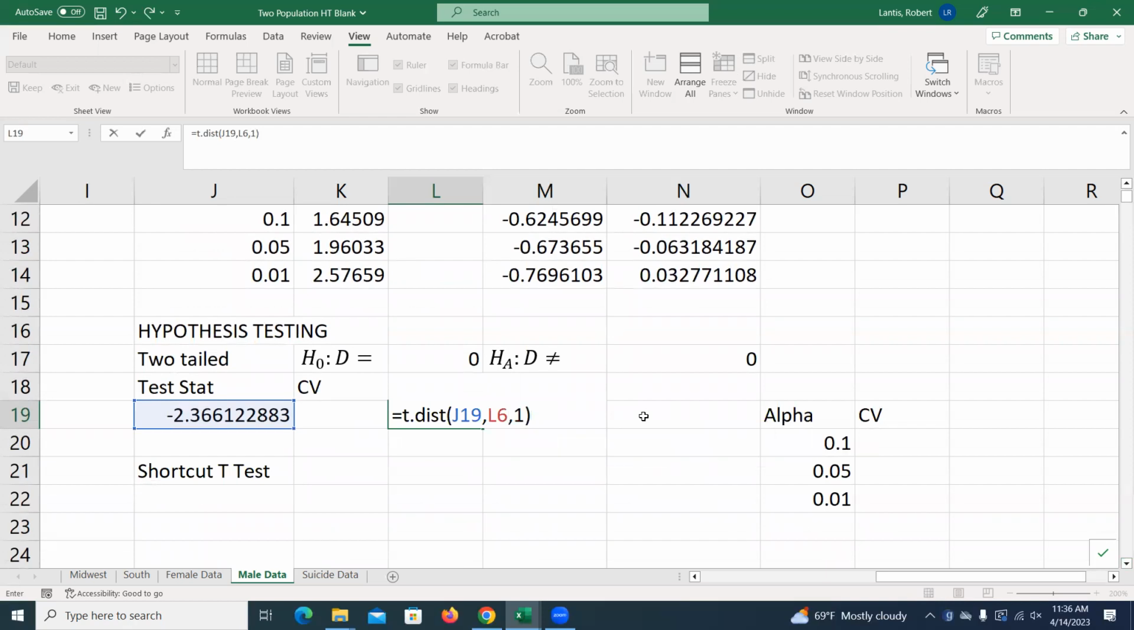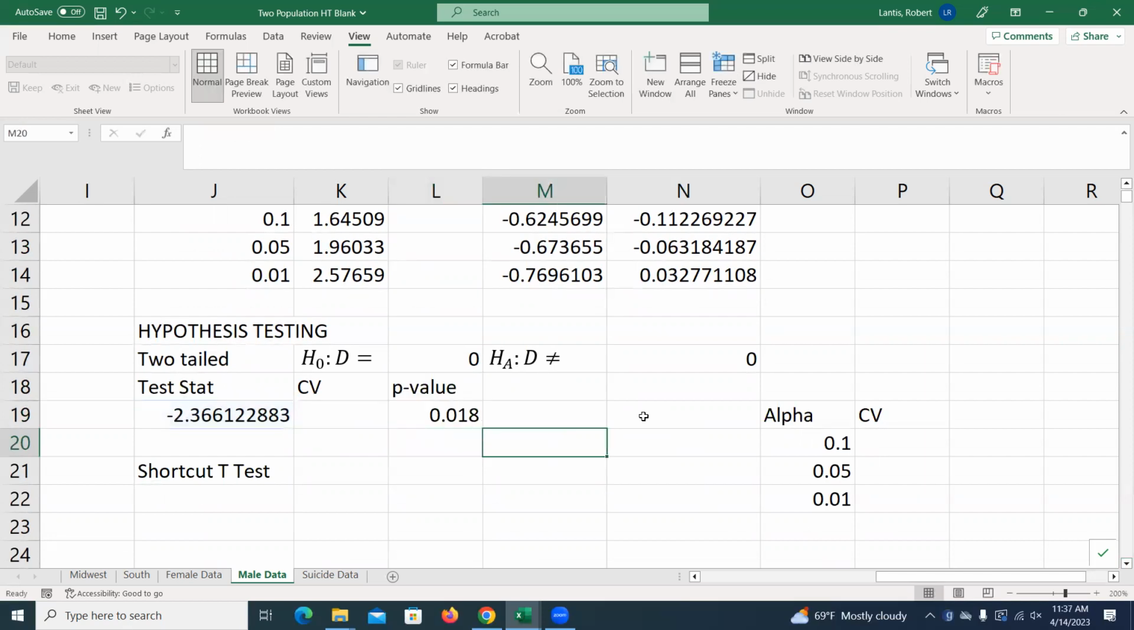So it's going to look up this t-value. It's going to find this area in the tail. We said we had one more step, which is then multiply it by 2. Okay. This should give me my p-value. Okay. Hit enter. Sure enough, I get about 0.018. So I'm going to go over here.